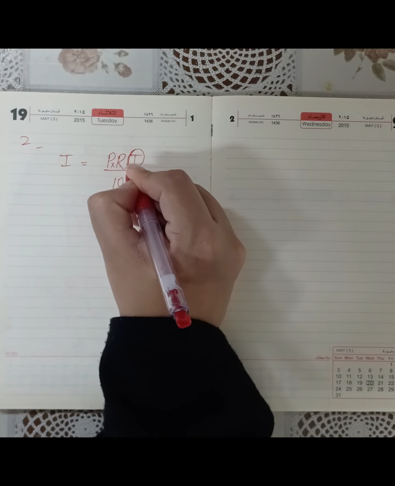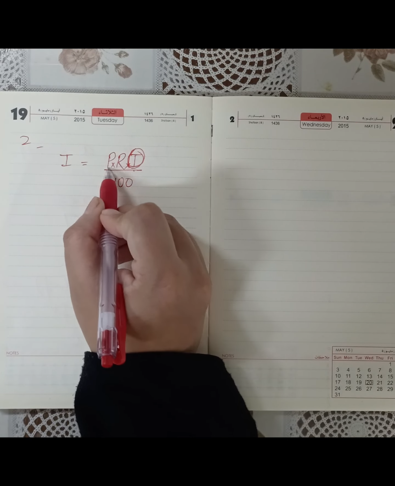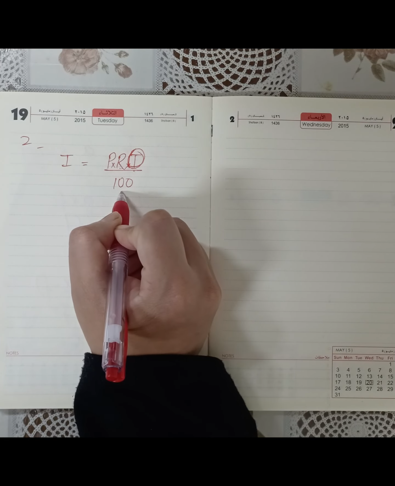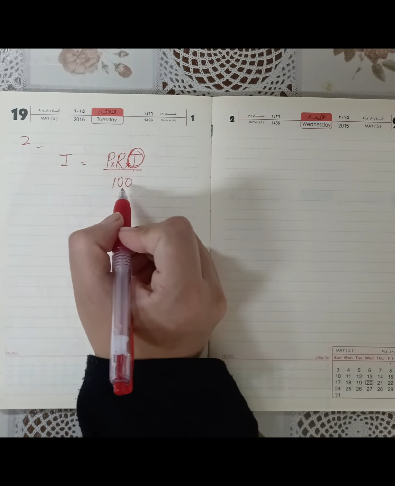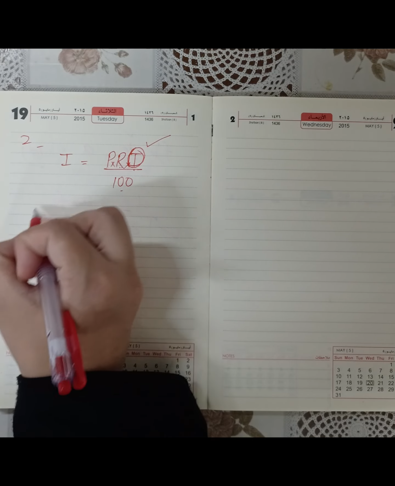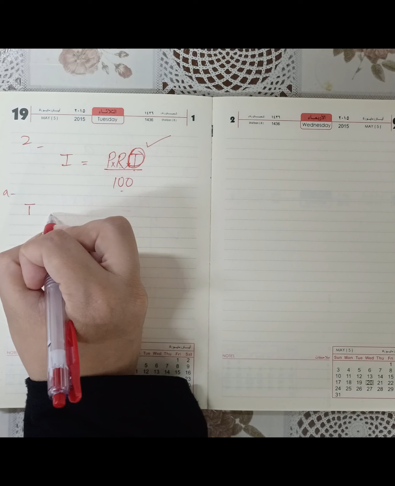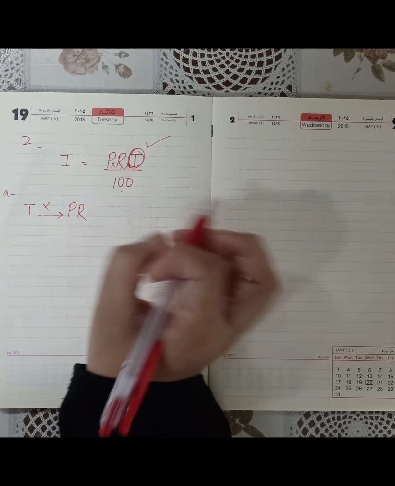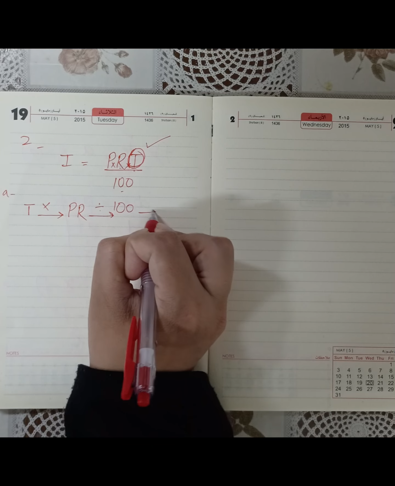For example, if I have only t, what should I do with t to get I? I will multiply t with p and r, then divide it by 100 so that I can find I. I is basically equal to PRT over 100. If I start with t, and I write the function machine, part A, if I have t, I have to multiply it with p and r, and then I have to divide it by 100 to get I.